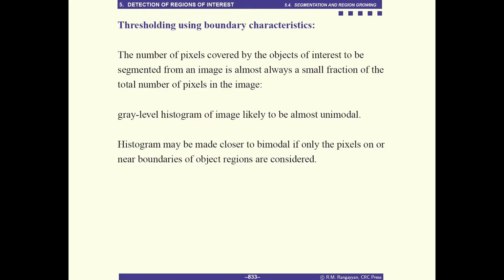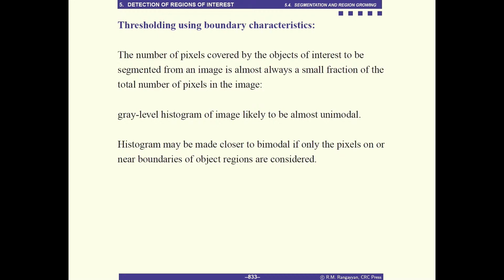The number of pixels covered by the objects of interest to be segmented from an image is a small fraction of the total number of pixels in the image. The gray level histogram will be almost unimodal like that. The histogram may be made closer, not really close, but closer to bimodal if only the pixels on or near boundaries of object regions are considered.